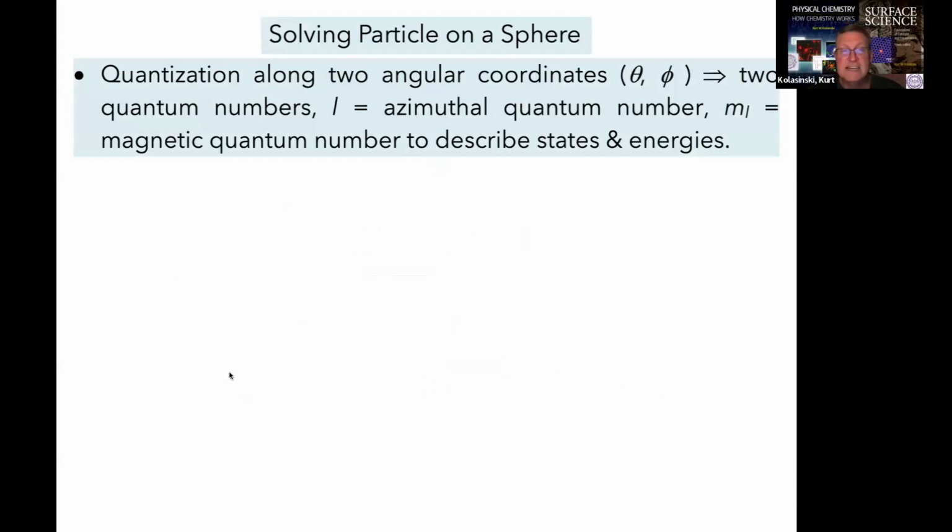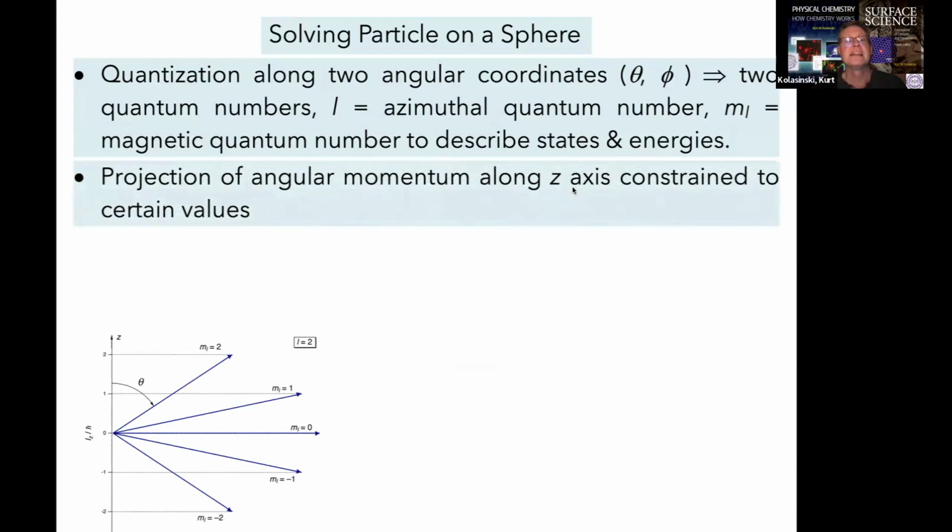All right, so we quantized the system, the particle on a sphere system. We quantized it along two angular coordinates, theta and phi. And guess what? We got two quantum numbers. L is the azimuthal quantum number. M sub L is the magnetic quantum number. And the energy we're going to find out is determined by the L value, and the shapes are related to M sub L. All right. That m sub L, right? It denotes the projection of angular momentum along the z-axis, and they're constrained to certain values.